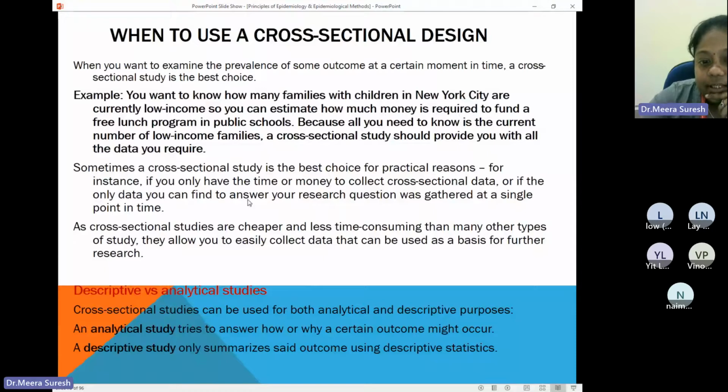Sometimes a cross-sectional study is the best choice for practical reasons. For instance, if you don't have much time or money, then it is better to go for that. Or if the only data you can find to answer your research question was gathered at a single point in time. And this is usually the study done in the case of a PhD.